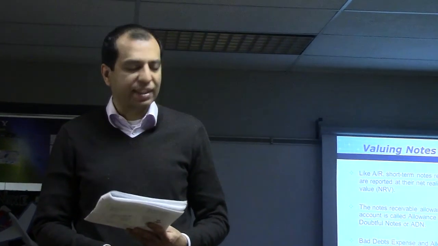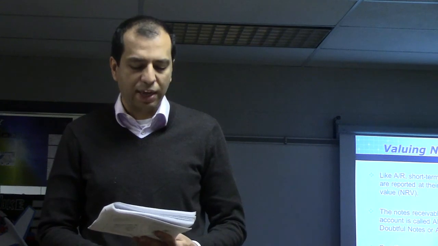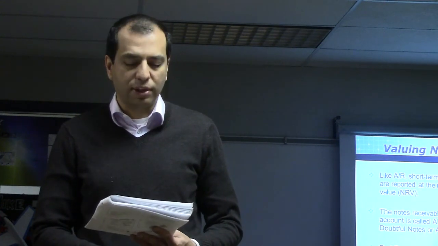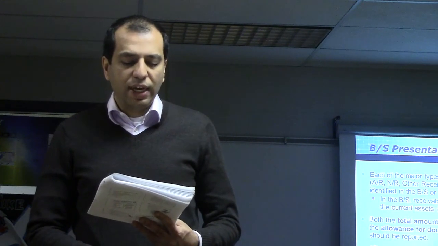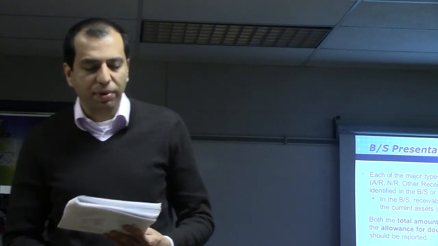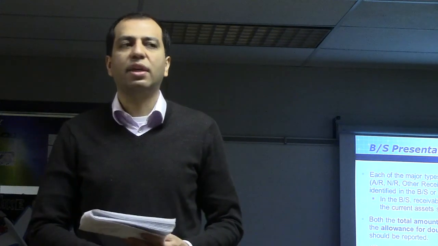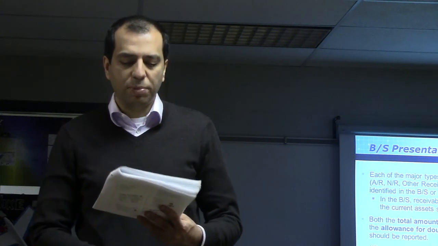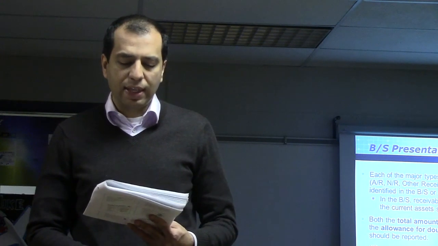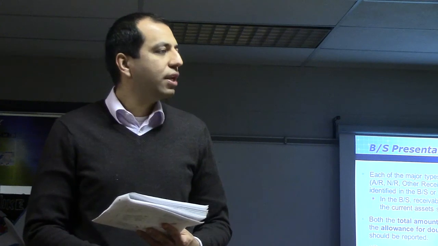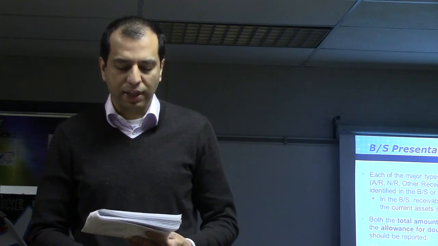And there would be a bad debts expense allocated to ADN if you have that concept, and the process will be similar. So each of the types of receivables, which is accounts receivables, notes receivables, other receivables such as interest receivables, should be identified in the balance sheet or in the notes, and they are also reported obviously on the face of the balance sheet as a receivable.